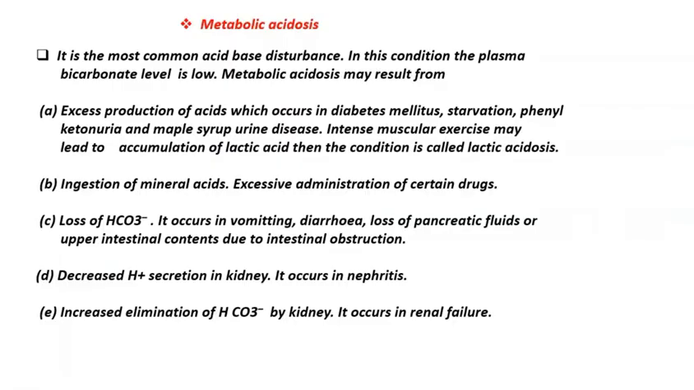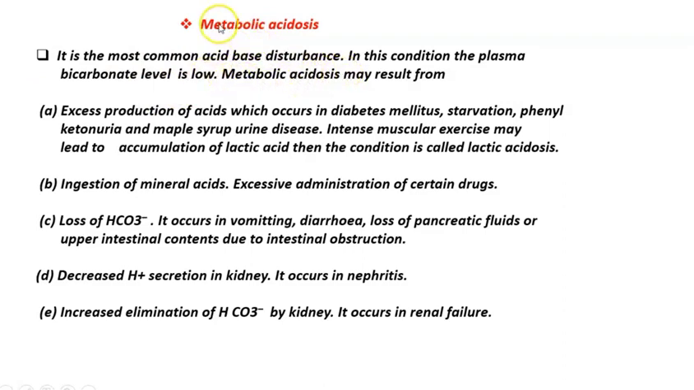And it's good that you listen. Now we go into metabolic acidosis proper. It is the most common acid-base disturbance, a condition in which the plasma bicarbonate level is low. When we say bicarbonate, we are talking about the alkaline. If it is low, it means the body is more of acid.